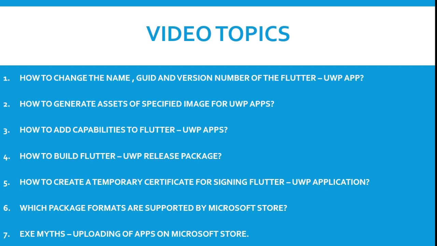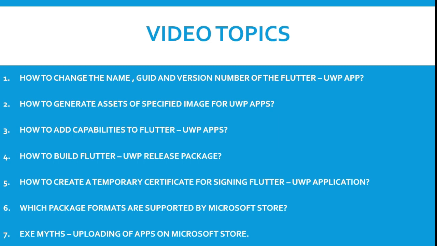You can go to the Microsoft documentation and find out all the capabilities, then copy the capability that you need and paste it in the capabilities section. Then, how to build a Flutter UWP release package. Basically, after our application is running on our Windows 10 device, we will run that command to build the release package of the UWP app.